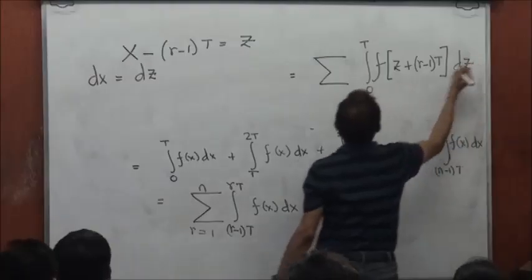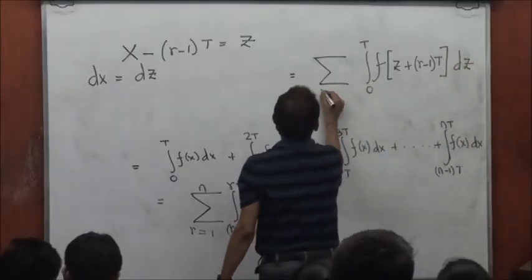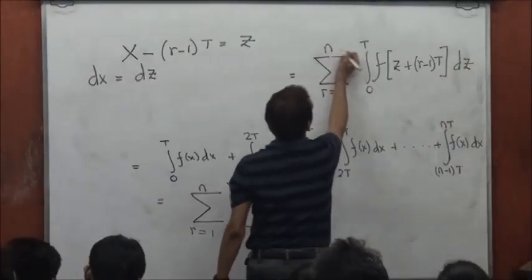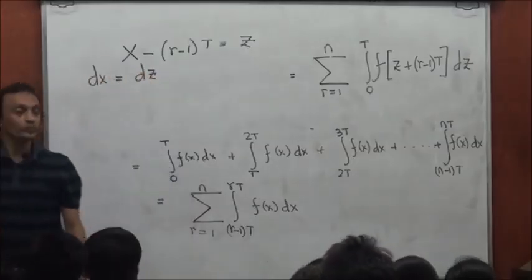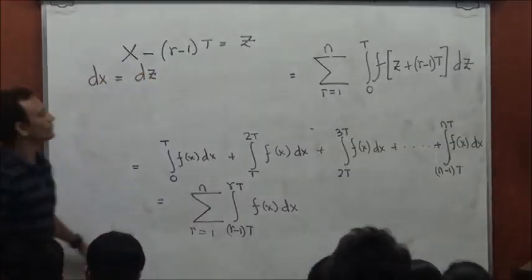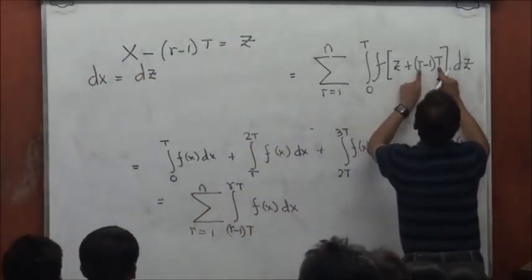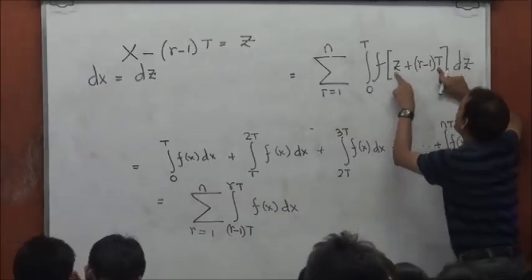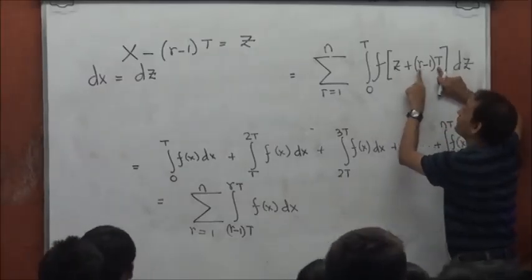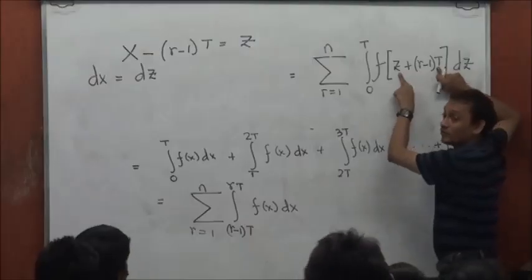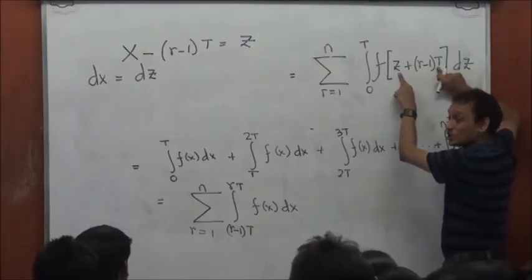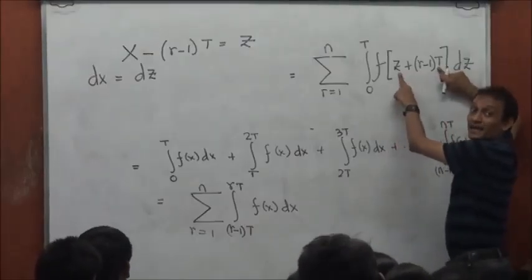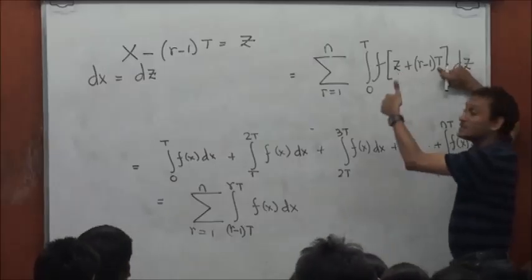dx is the same as dz. r runs from 1 to n. Yes or no? (r minus 1) times t is only an integral multiple of the fundamental period. f of z plus a multiple of the fundamental period would be the same as f of z. Yes or no? This will be the same as f of z.